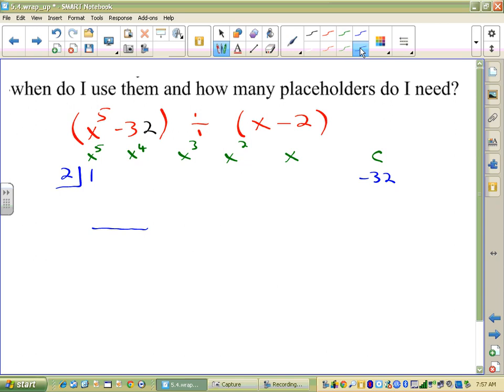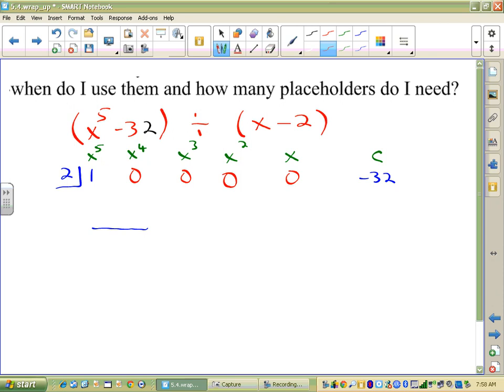So as far as placeholders go, what do I use for a placeholder? A 0. Nice, good. Because the term doesn't exist, I've got to use 0 for the placeholder. Excellent. So I'm going to have a 0 for the x to the fourth, a 0 for the x to the cubed, a 0 for the x to the squared, and a 0 for the x. Okay? So it makes these rather boring when you multiply one like this out, doesn't it?